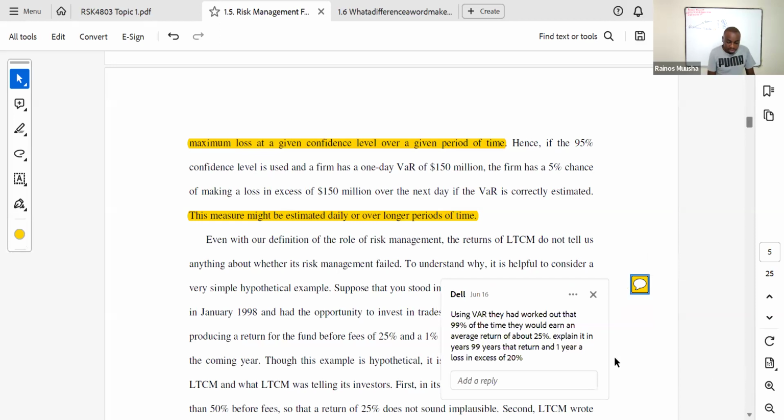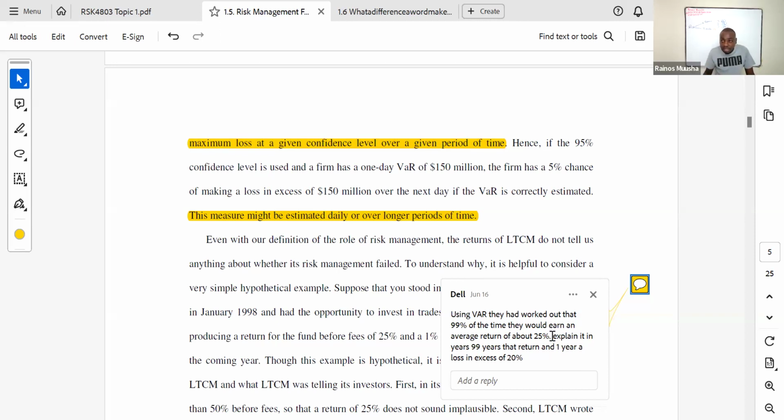So which means, in this case, they say, using value at risk, they had worked out that 99% of the time, so they were 99% confident, they would earn an average return of about 25%. So they were confident that 99% of the time, they were going to be able to earn an average of 25% return based on their calculations.